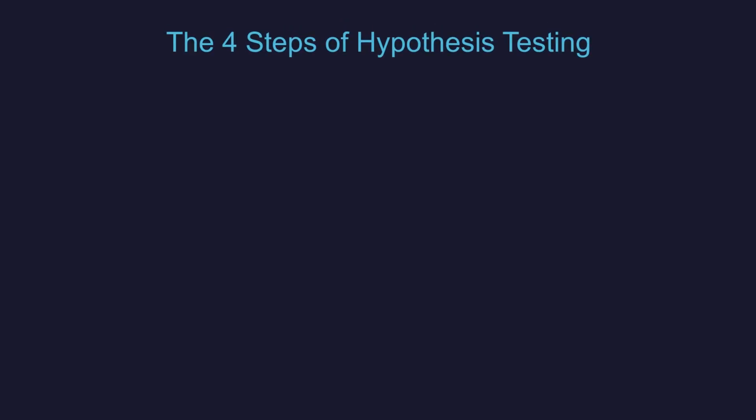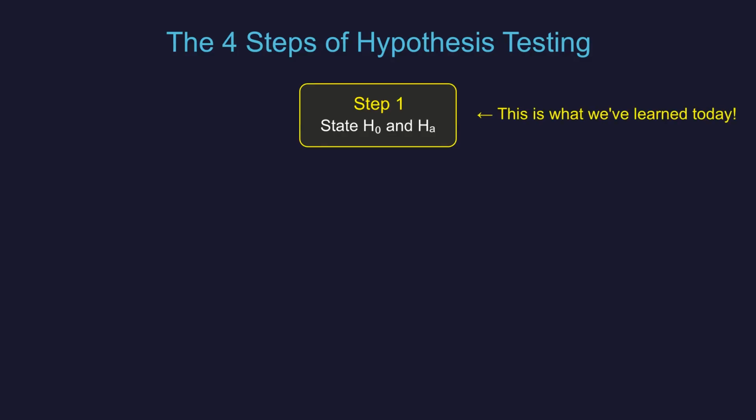Hypothesis testing follows a systematic four-step procedure. Step 1, state the null and alternative hypotheses. This is the step we've been learning about today.